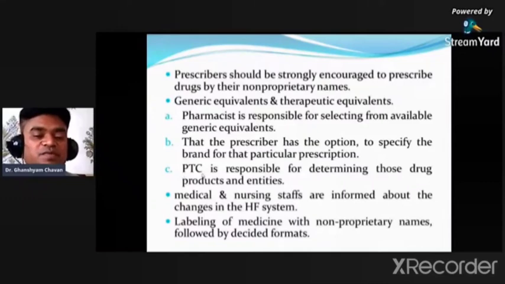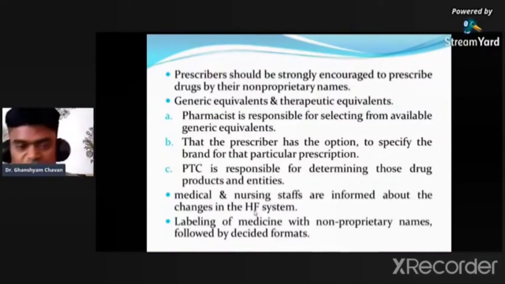Now, the PTC, Pharmacy and Therapeutic Committee, is responsible for determining those drugs, products, and entities. Medical and nursing staff are informed about the changes in the hospital formulary system. Labeling of medicines with non-proprietary names followed by decided formats.